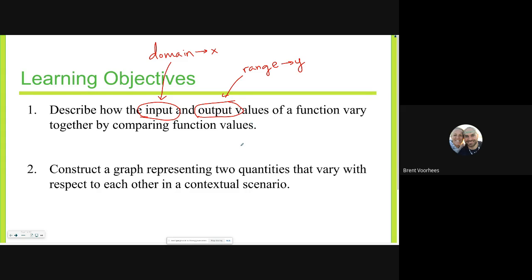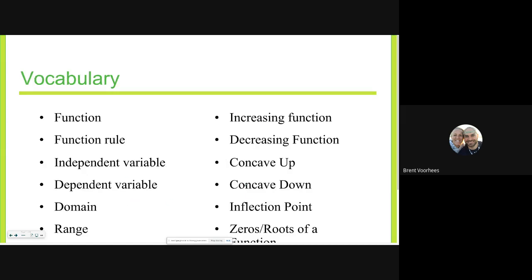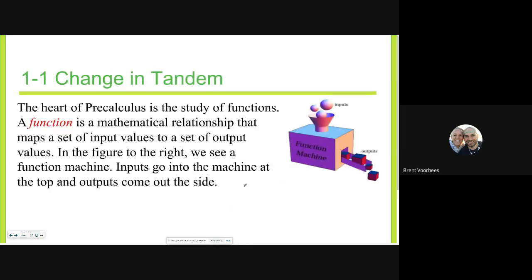Okay, so we're going to do that, and we're going to construct a graph representing two quantities that vary with respect to each other in a contextual scenario. All right. So let's get started. There's a lot of vocabulary words, but rather than go through it here, I'm going to start on this slide, and we'll see the vocabulary as we go. The first thing, now this is not on your packet. I ran out of space, and there were a couple slides that did not make it. This is one of them, because this is only an illustration.